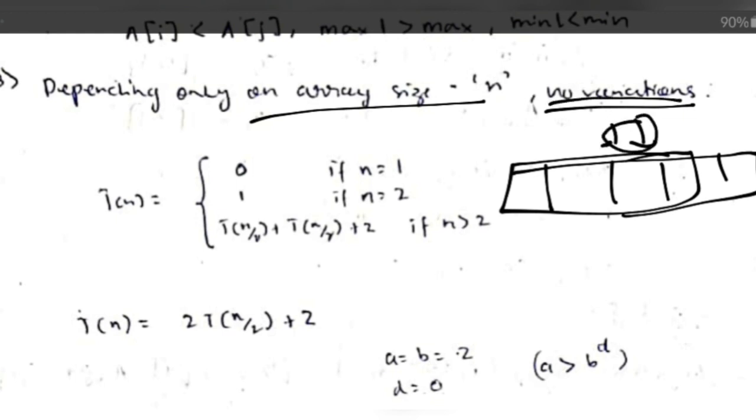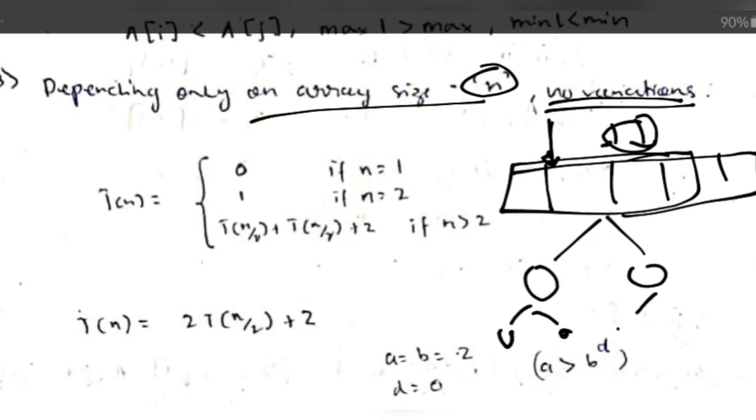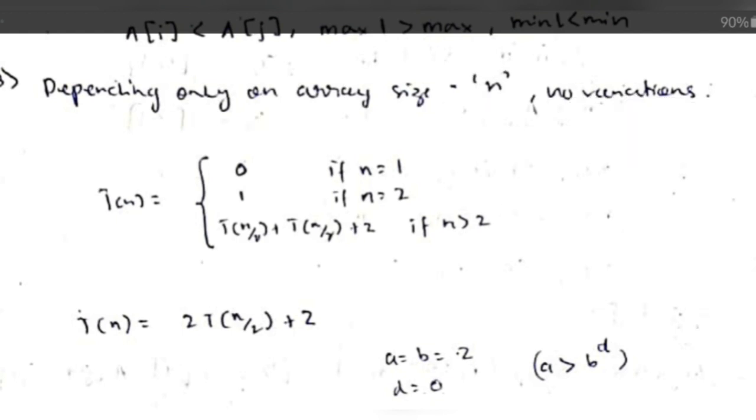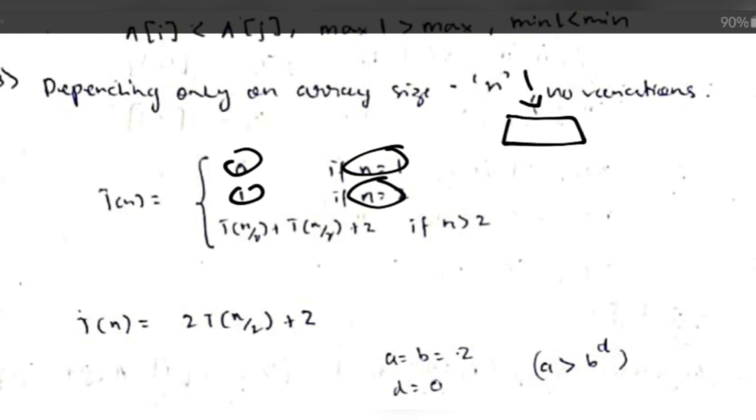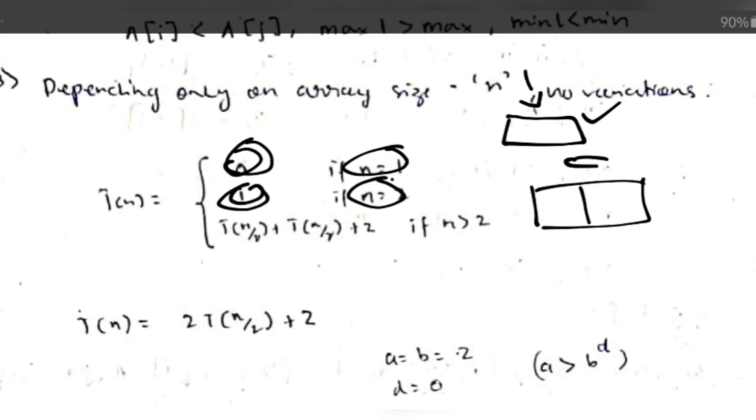So that is known as variation, but in this case only n matters. Wherever the element is, we'll still be dividing the array into least parts. In this case the time complexity will be 0 when n is 1, and 1 if n is 2. See, n is 1 means we just get the position in the first iteration only, so T(n) will be 0. If n is 2, one comparison will be made, so T(n) will be 1.